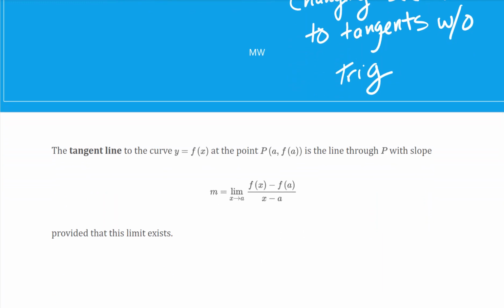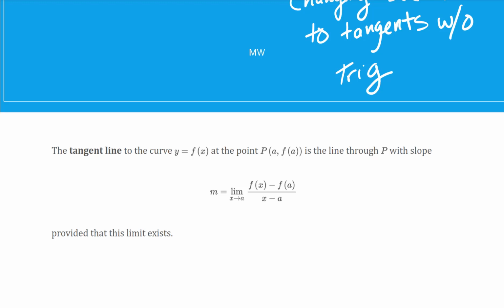So here's your definition from your book. Tangent line to the curve y equals f of x at the point a comma f of a. Just two numbers, just some point. What's the slope of the tangent? It is the line through P with slope m, provided the limit exists. What does that mean? What is this thing even saying?